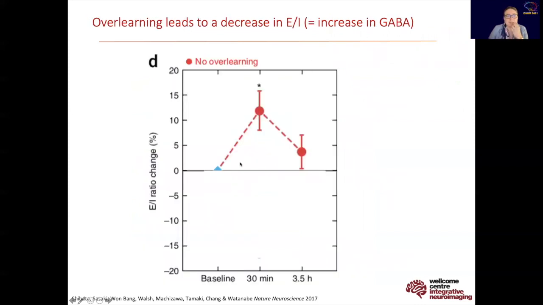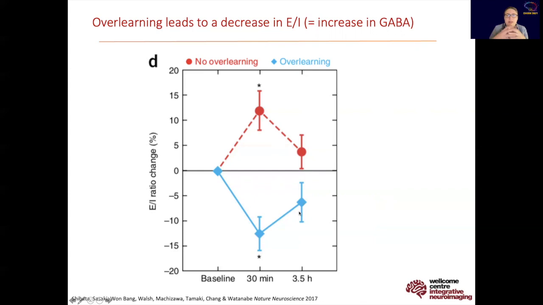And this is what they saw: when there's no overlearning, we see an increase in the EI ratio, so an increase in excitability and a decrease in inhibition, but then it goes back to pretty much baseline, so there's no stabilization. But if we get stabilization of that memory trace, then after that learning, we get a significant decrease in EI balance, which could be interpreted as a decrease in excitation and/or an increase in inhibition that then persists.